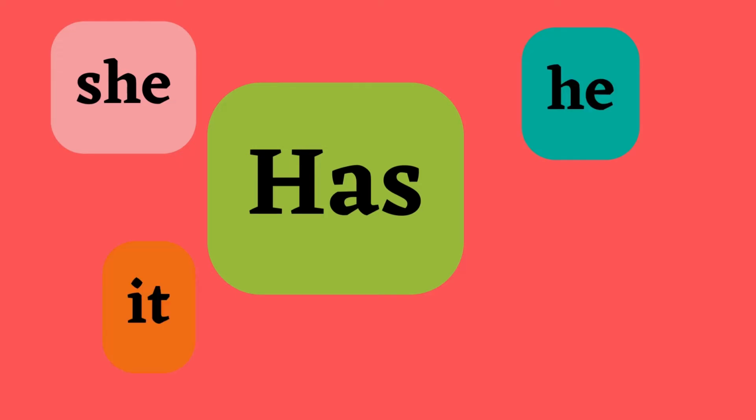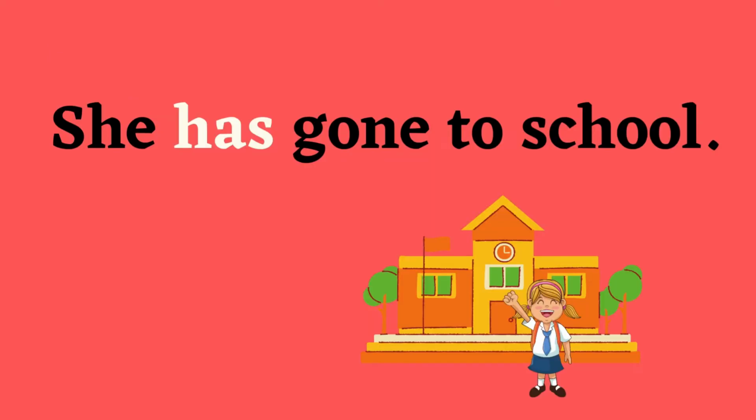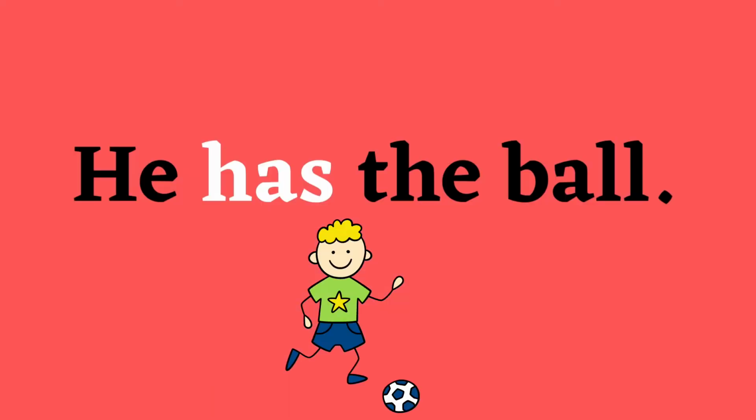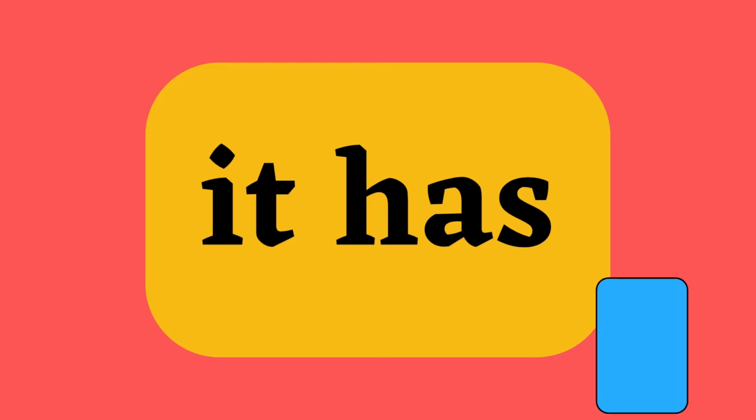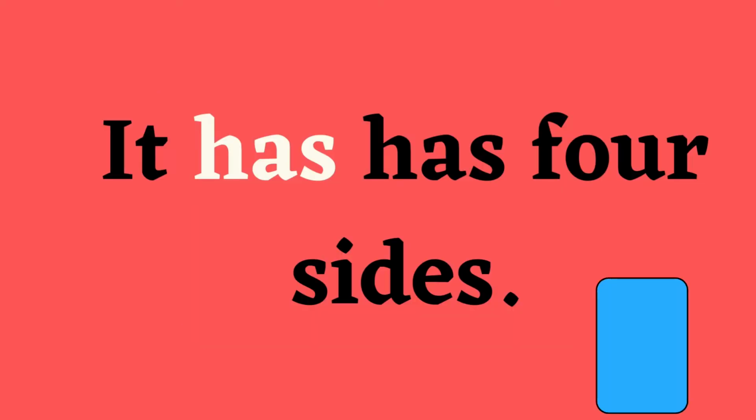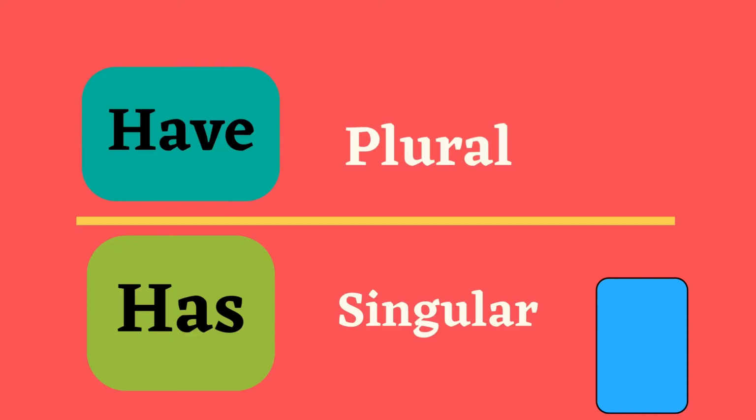Next, has. Has is usually used with pronouns such as she, he, and it. So she has. She has gone to school. He has. He has the ball. Now it has. It has 4 sides.